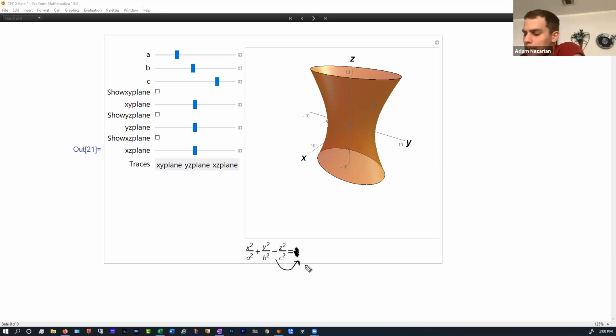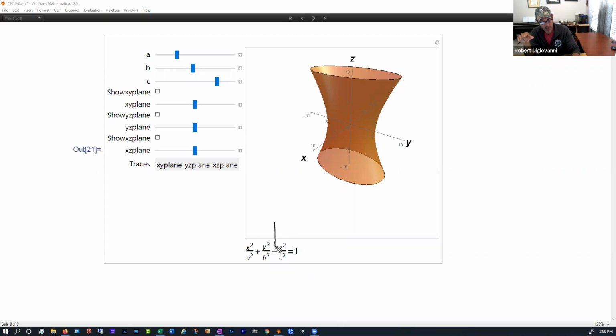So if you brought the z squared over, it wouldn't be just z squared over c squared, it'd be z squared over c squared plus one, and that would not be a cone. But there was something we looked at that had all three together, like a squared, b squared, c squared equals one, but this was not a minus, it was a plus. The ellipsoid. So it's almost the ellipsoid. But it's not.